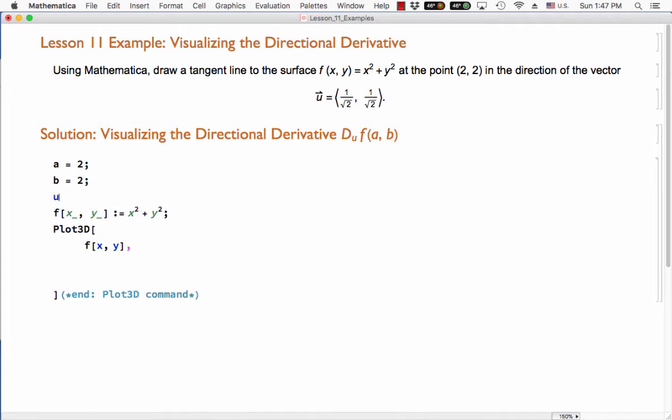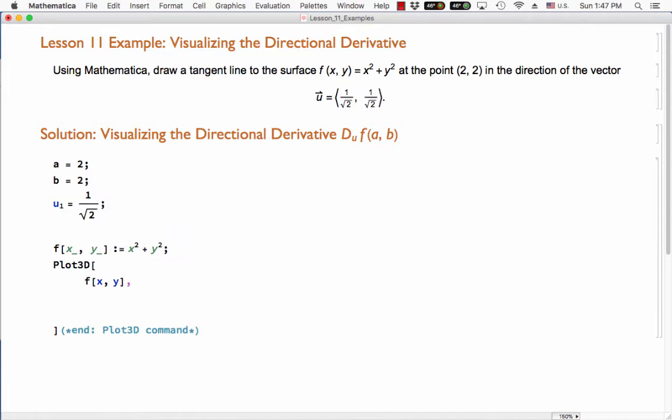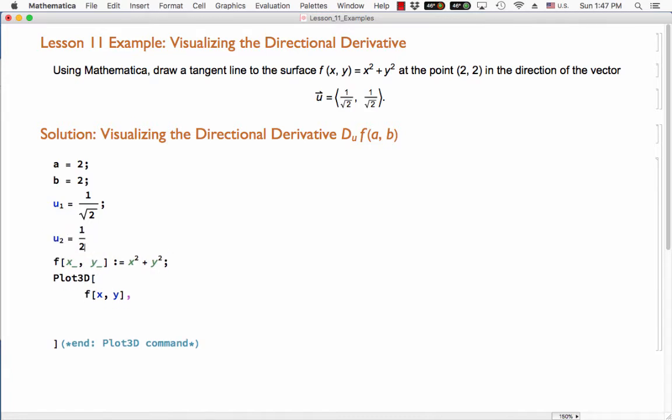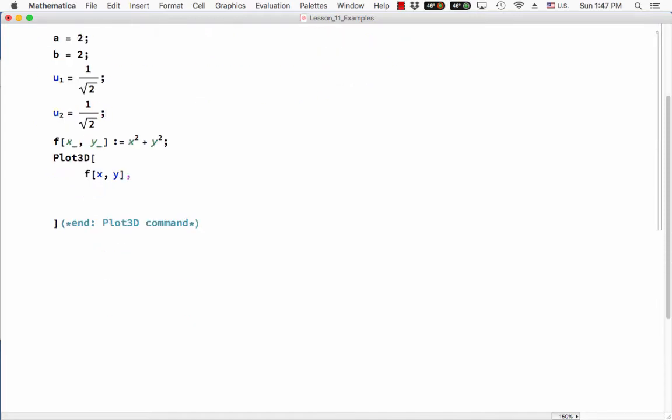And then we'll put u sub 1. In this case, we know exactly what u sub 1 should be. It should be 1 divided by the square root of 2. And then here, u sub 2 should be equal to 1 divided by the square root of 2. Okay, we'll get back to that later.